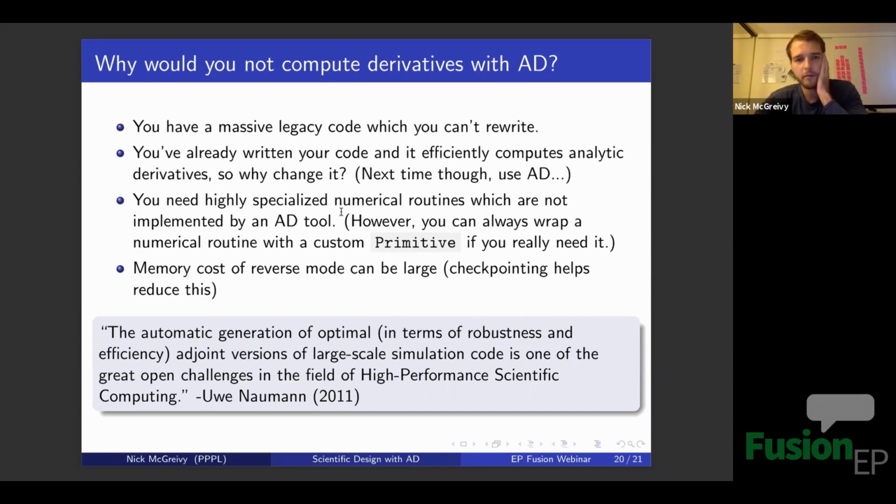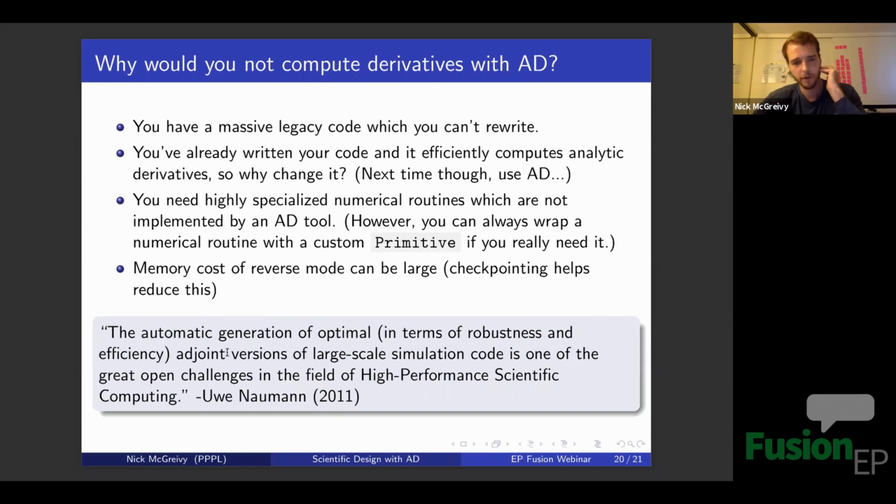And then not all highly specialized numerical routines are implemented by an AD tool, but as we've seen, you can always implement a custom primitive if you really need it. And then the memory cost of reverse mode can be large. I don't get into this, but there's something called checkpointing that helps reduce the memory cost, and it can be very effective for time-dependent simulations. It really kind of gets rid of the memory issues with AD.